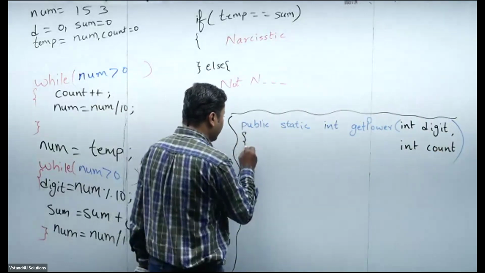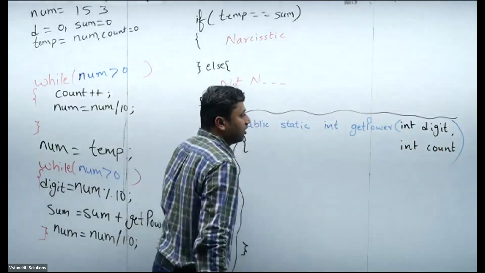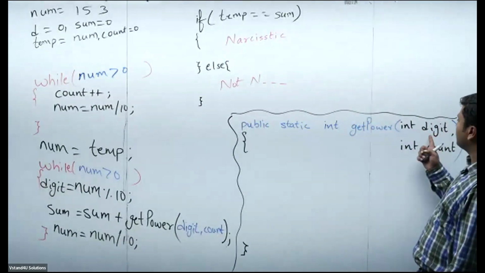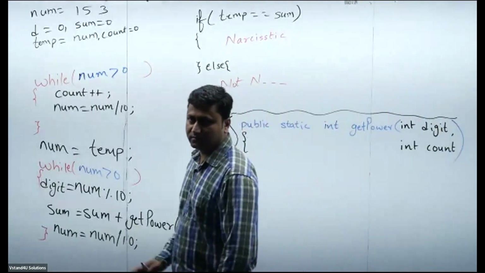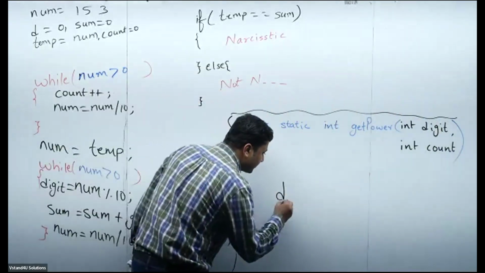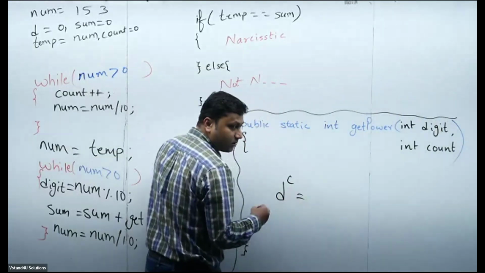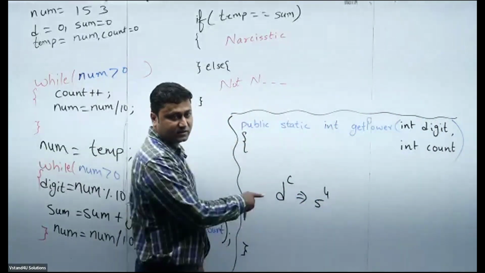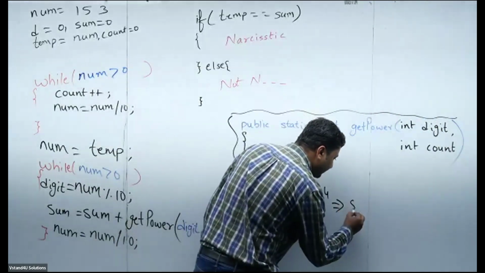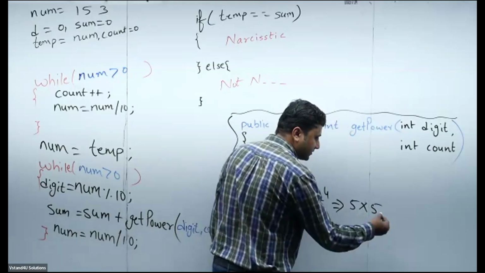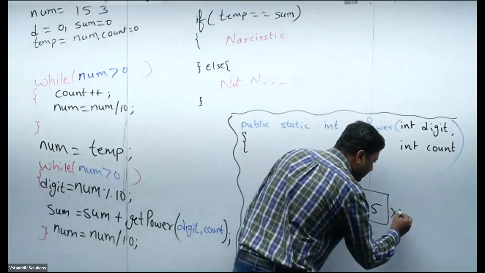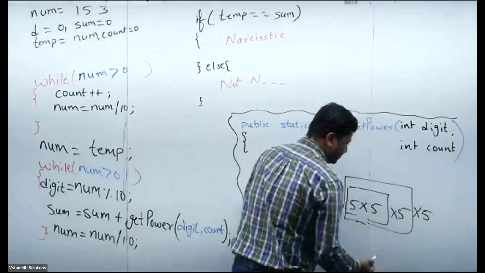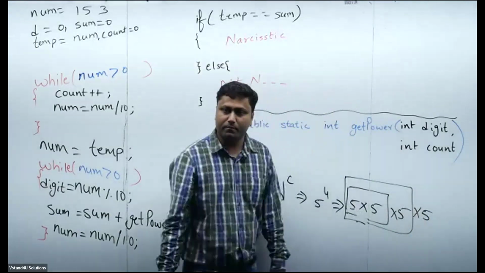Now within the body, I have to ensure I find out the calculation in such a way that whatever count is there, that digit should be multiplied by itself. See, if I'm saying digit raised to the power count, that clearly means what? Say for example, 5 raised to the power 4. Then I'm doing 5 into 5. Whatever answer comes, on that answer, once again I'm multiplying by 5. So 4 times I have calculated the multiplication of 5.